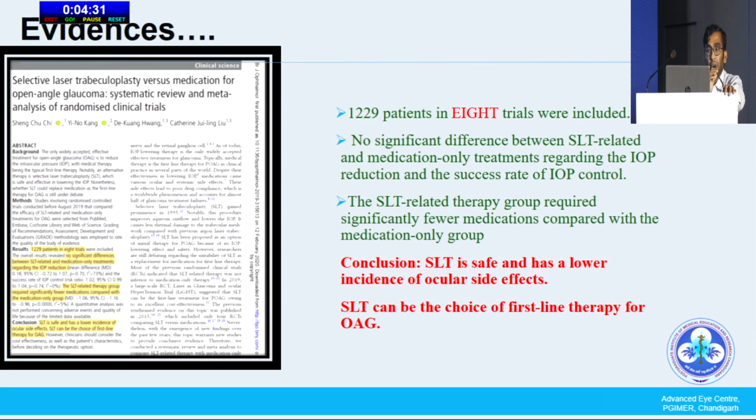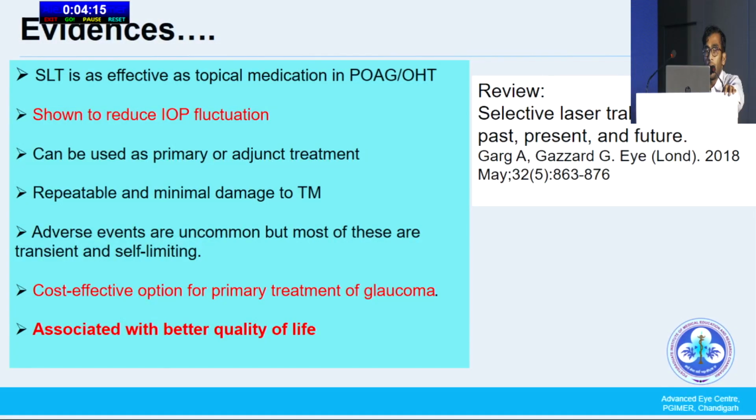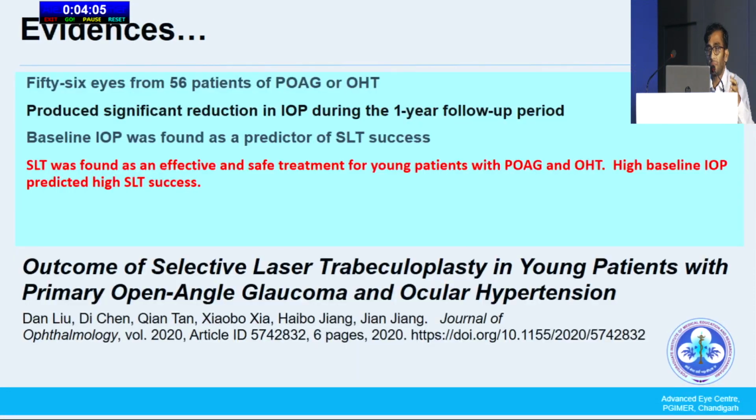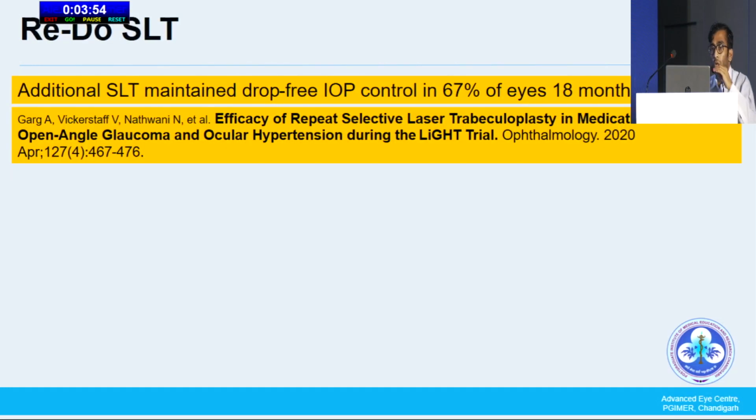This is another meta-analysis which compared the various studies. They took around 8 trials, and they found that SLT is safe and has a lower incidence of ocular side effects, a safe procedure as a first line treatment in open angle glaucoma. There are other reviews also. What all these studies show is that it is a cost-effective procedure associated with better quality of life because you can avoid the medication at least for some time. This is also useful in younger patients, like steroid responders, and good outcomes are even reported in juvenile open angle glaucoma patients.